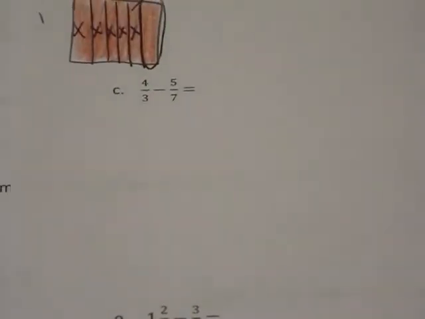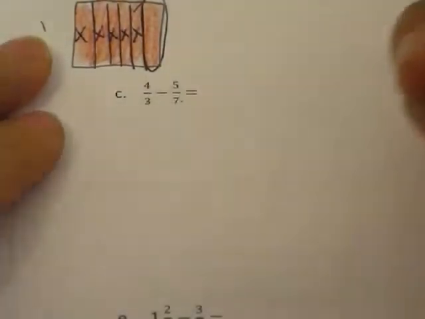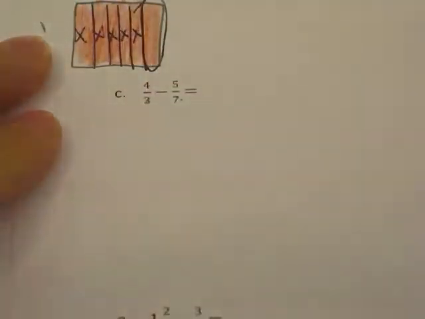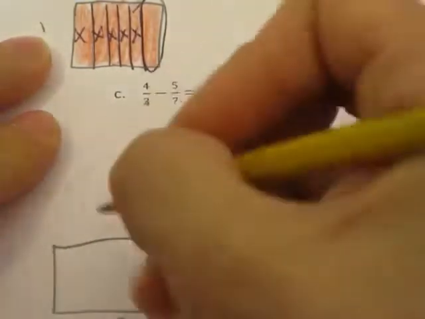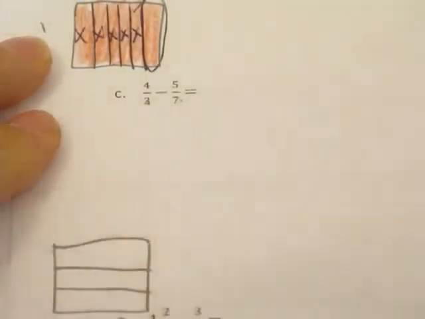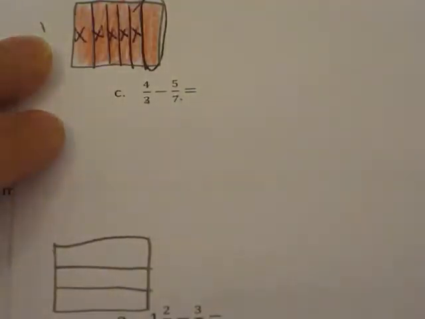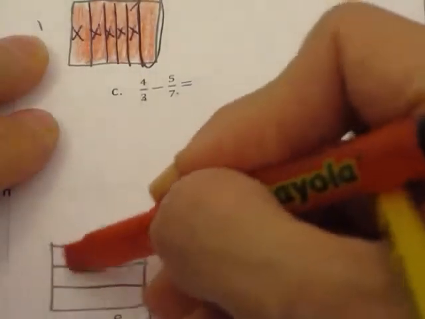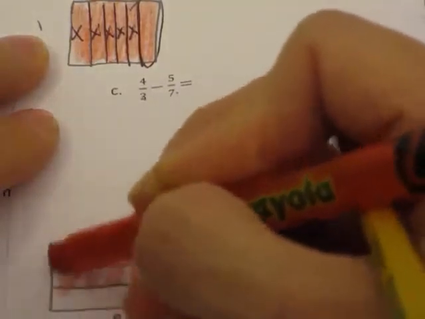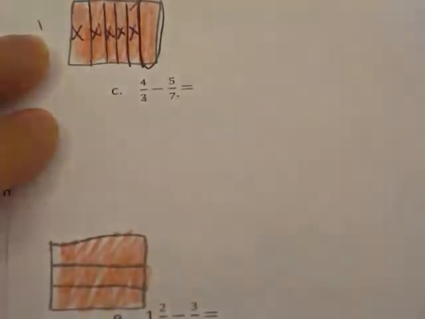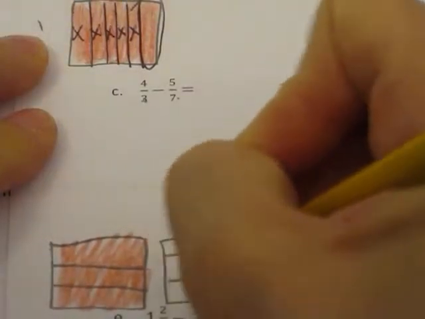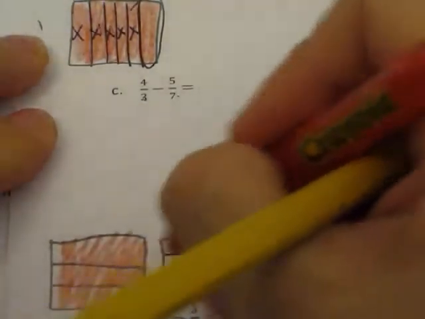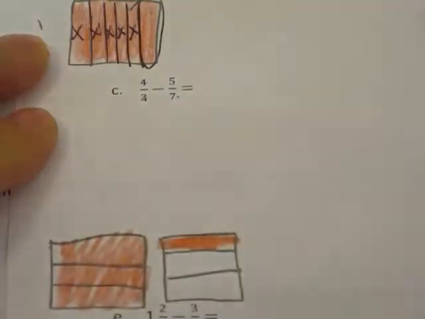So here's C, 4/3 minus 5/7. So I need to have equivalent units. So I'm going to go ahead and draw 4/3. Well, this tells me how many I have in my whole. I have 3. Out of those 3, I have 4. 1, 2, 3. Oh, wait a minute. I have 4. That's bigger than 1. So I need to draw another rectangular unit and color in one of those so that I have 4/3.